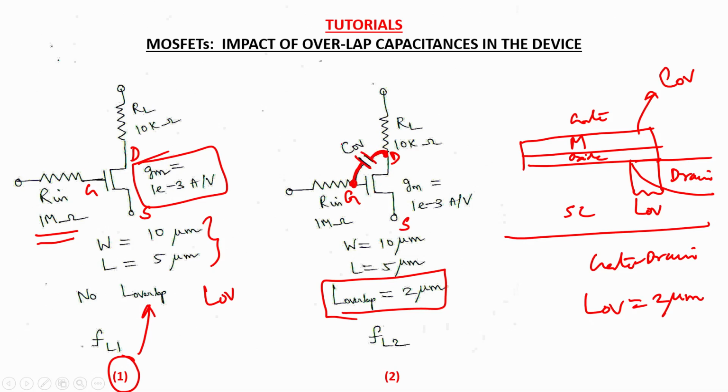And you know that for this common source configuration, this is the input terminal and you take the output here. So this overlap capacitance acts like a Miller component directly, because it is a component directly connected between the input and the output terminals. So you would like to know what the Miller capacitance at the input terminal is due to this COV.